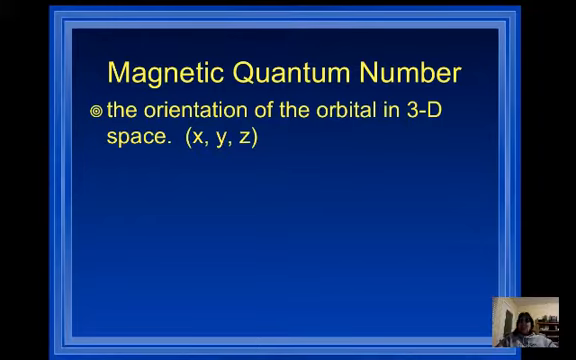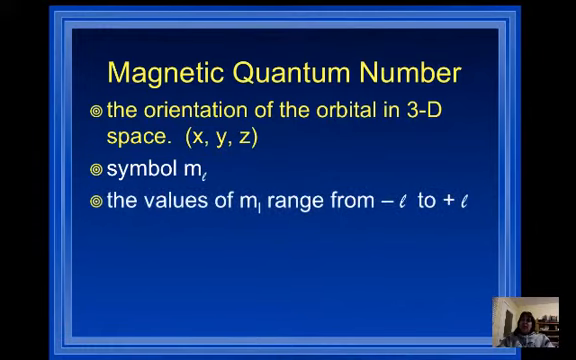So this number tells us how many orbitals there are in any specific sublevel. The symbol for the magnetic quantum number is m sub L because it's related to L, the sublevels. The values of m sub L range from negative L to positive L.